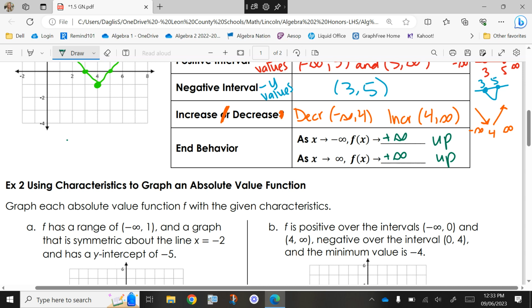So what can we state that's going to be true for absolute value graphs and their end behaviors? They won't always go positive, but they will both go the same direction. They'll both go positive or they will both go negative.